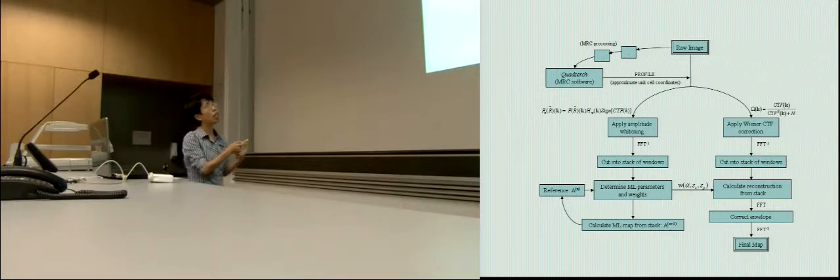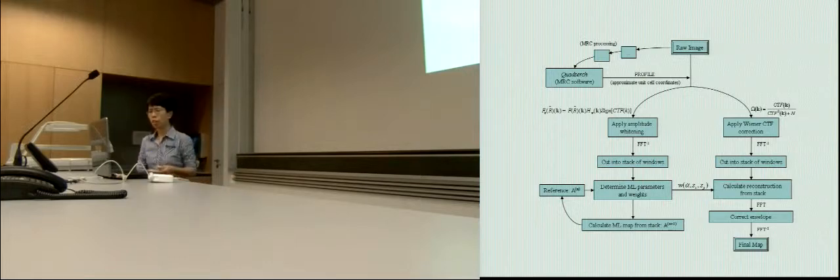We know the CTF, and for the CTF in my program, I take a conservative approach: I mainly correct the phase. It is conservative, but I think it is safer to correct the phase. Once we get the weight, or the gamma, from the maximum likelihood algorithm, we can apply this weight to all the particles and get a final map.